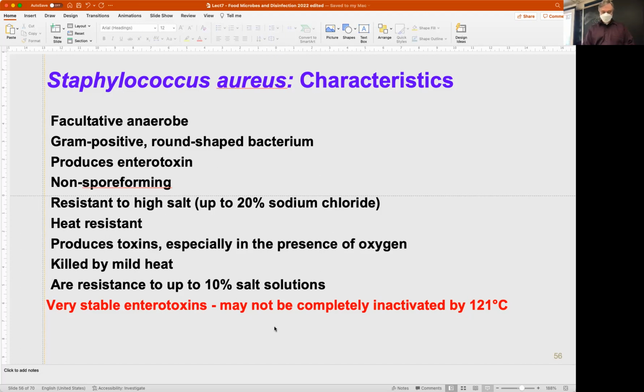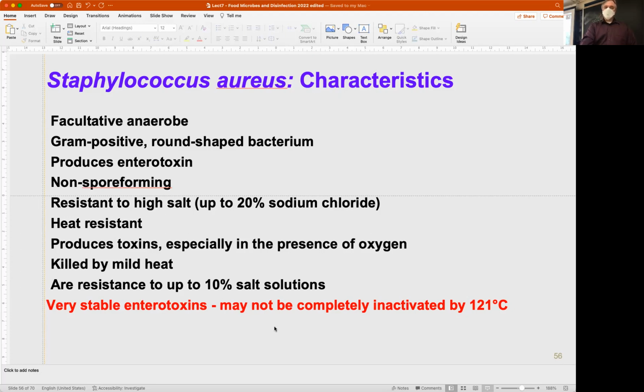So Staph aureus is a facultative anaerobe. It can survive anaerobically, but it's also fine with oxygen. It's gram-positive, round shape. Is that foodborne? Not necessarily foodborne, unless it's from the skin of the animals. It's resistant to salt, up to 20%. It's heat resistant and it produces toxin.